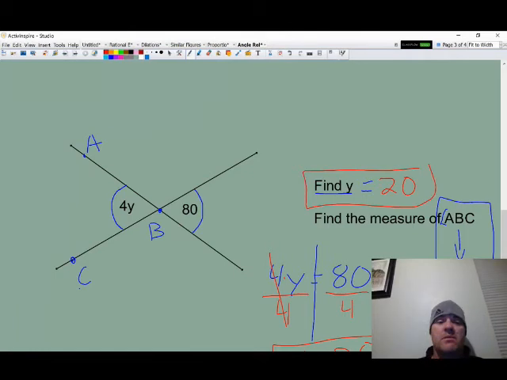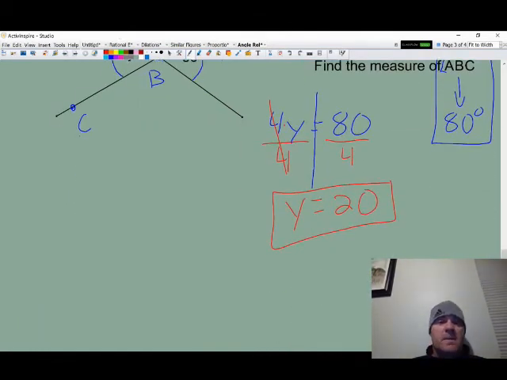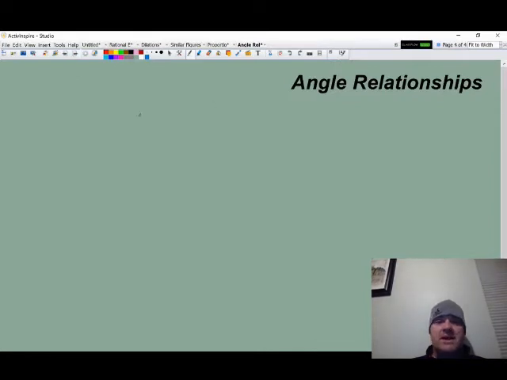These are the types of problems that you're going to have to do tonight for homework. That's both parts. Let me make sure. Yep, I got nothing else for you.